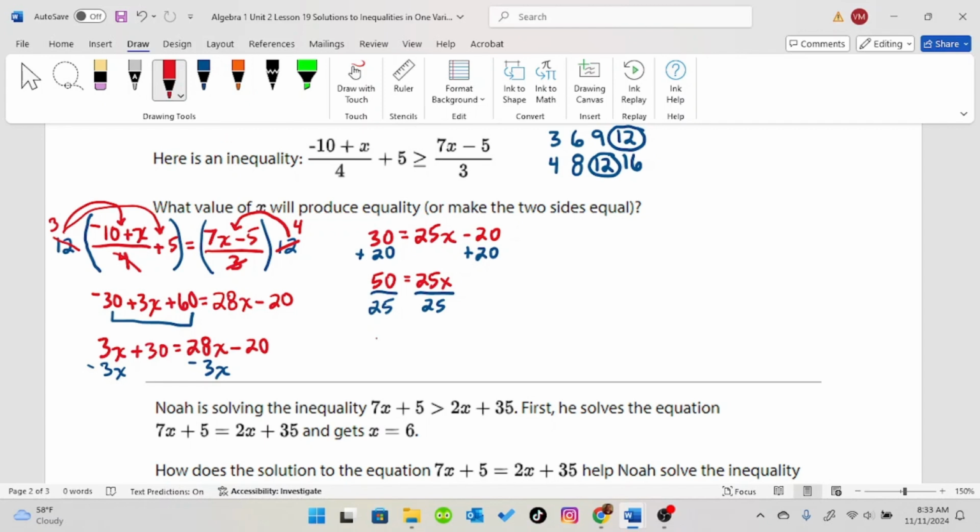50 divided by 25 is 2. So we have our answer. X equals 2 will produce equality. If we want to check this, we would have negative 10 plus, instead of x, we're going to use 2. Seven, instead of x, we're going to use 2.